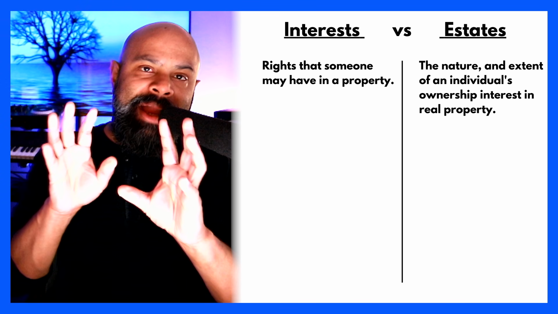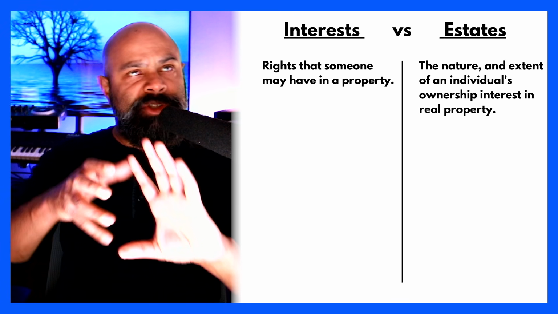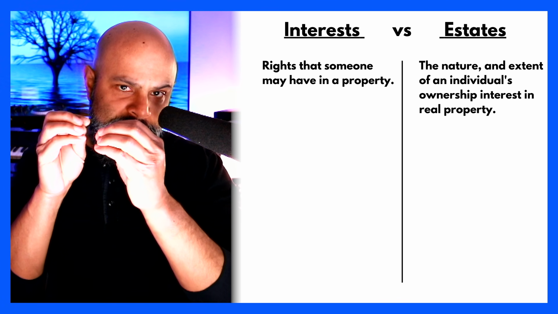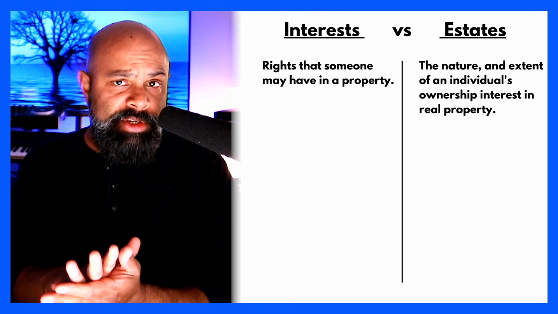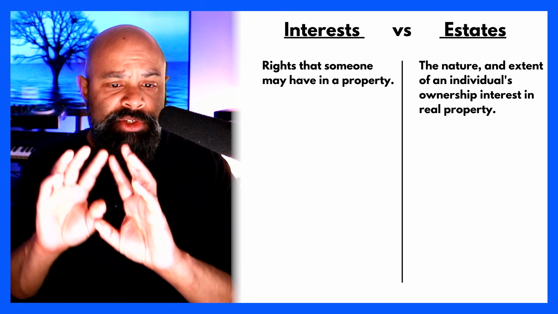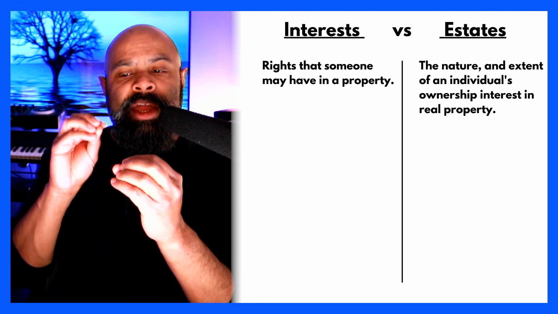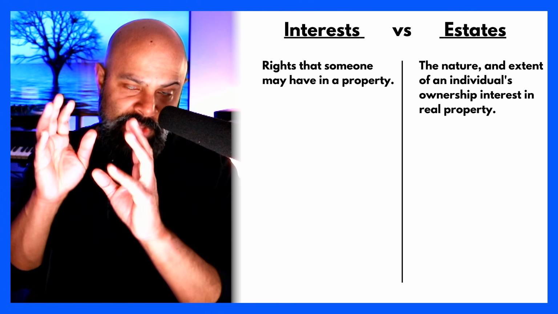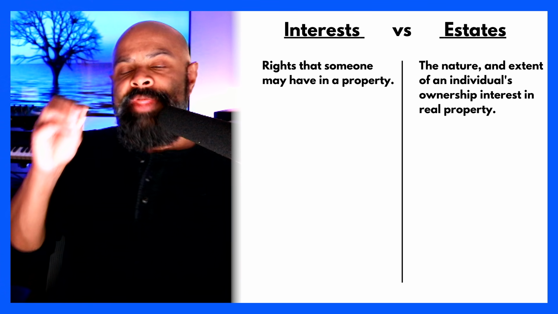What is an interest versus what is an estate? Definitely need to know the distinction between the two. An estate, by nature, is the extent of an individual's ownership interests in real property. So it's defined fairly specifically. An estate could include a freehold estate or leasehold estate. So it not only describes a right, but also the extent of the individual's actual right of possession and so on. And that's what an estate is.